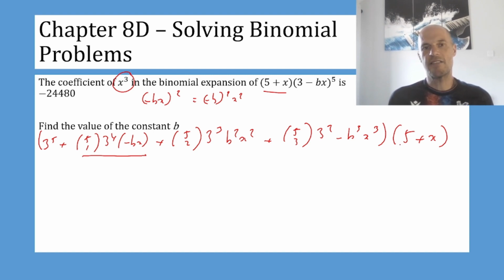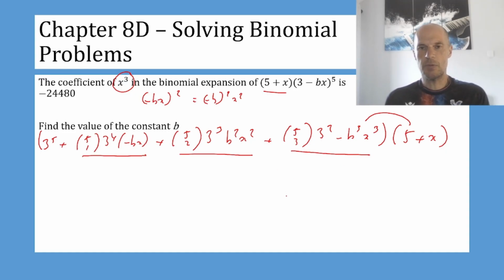Is that even necessary? Well, no, it's not, because that won't give me an x cubed term. That will just give me a certain number of x's. Similarly, there's no point multiplying this by 5, because I'll just get a certain number of x squared. I'm not interested in the x squared. However, if I multiply this one by the 5, then that will get me a certain amount of x cubed. So again, what's the point in doing work we don't need to do?